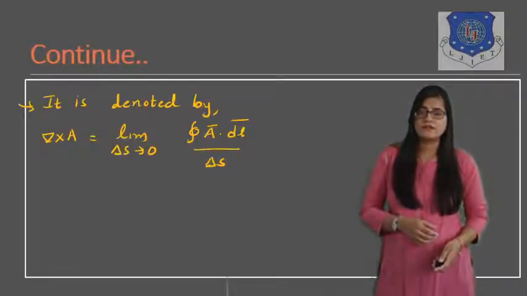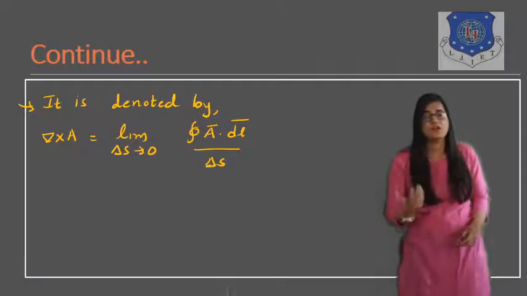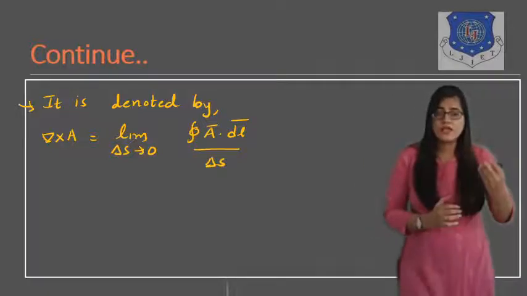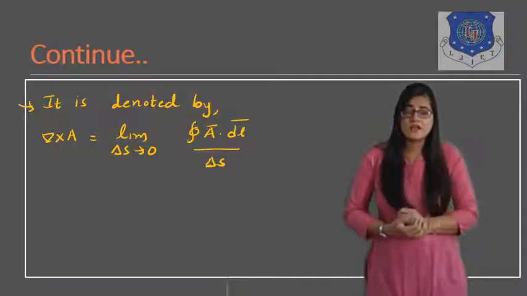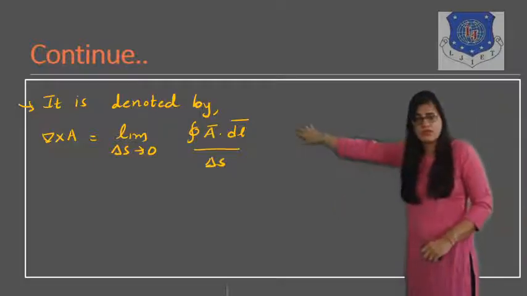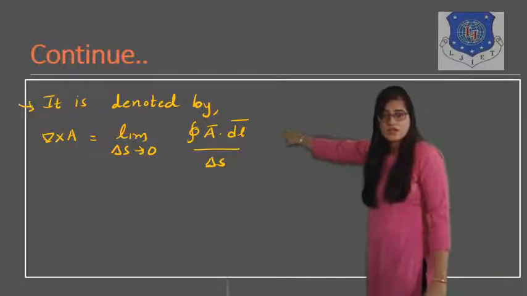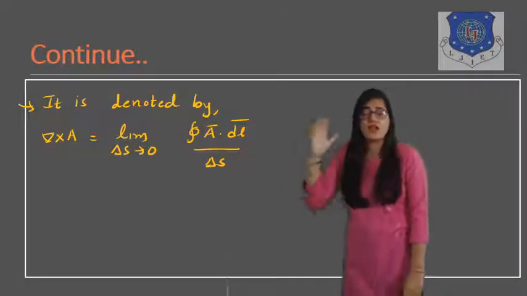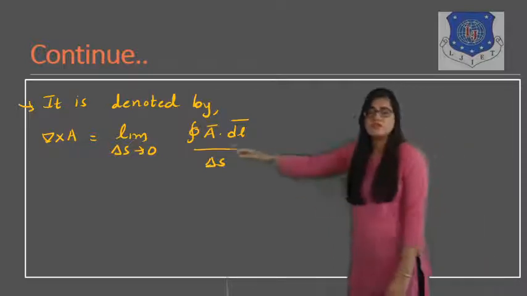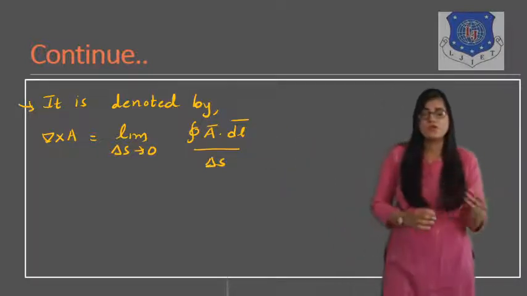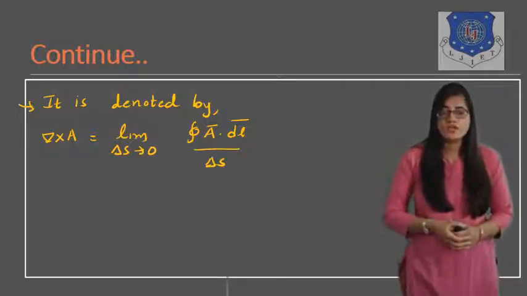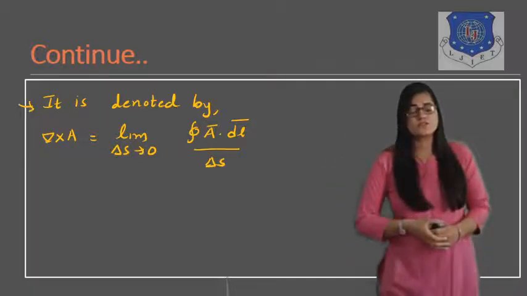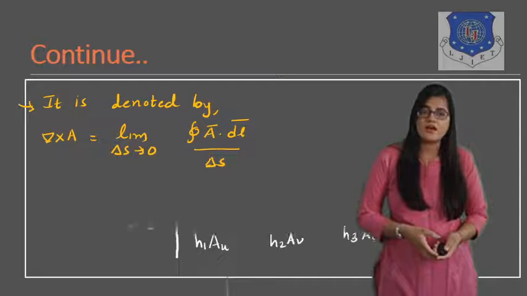It can be denoted as del cross A. Del cross A means curl of vector A. According to the definition, it is the circulation of A per unit surface as the surface tends to 0. The circulation of A is the line integration of A bar dot dl bar per unit surface. Per unit surface means delta S, as surface tends to 0 means limit delta S tends to 0. So this is the equation for the curl of a vector: del cross A is limit delta S tends to 0 of the integration of A dl per delta S.